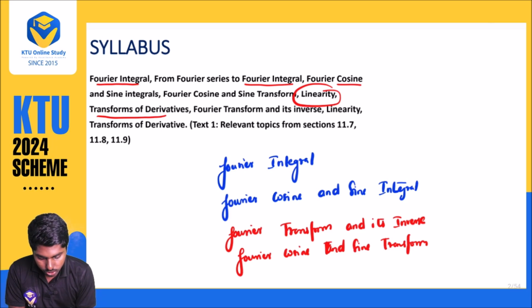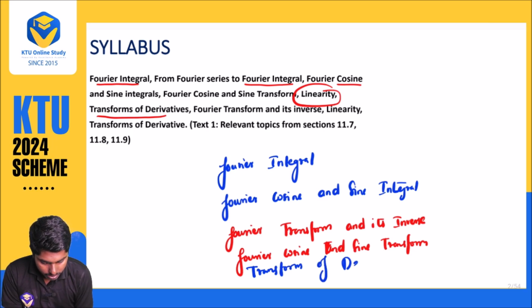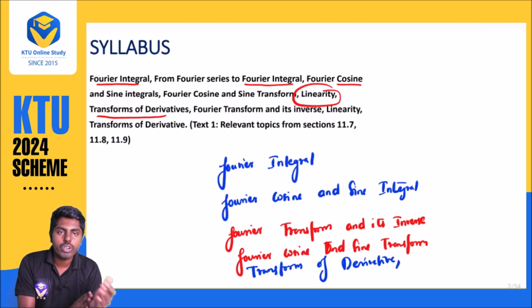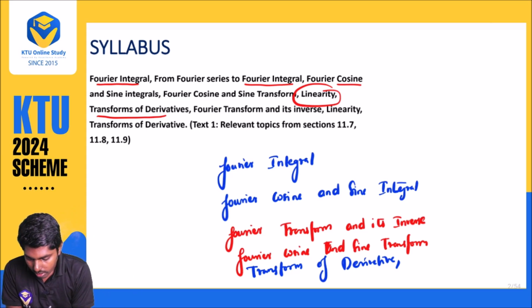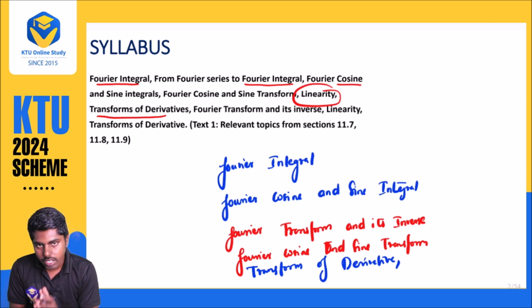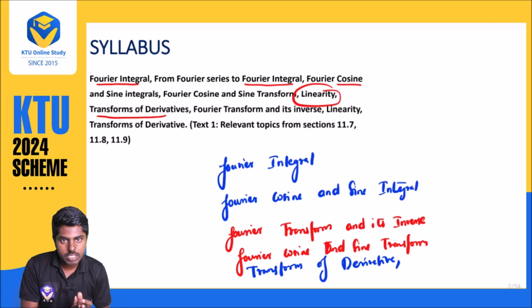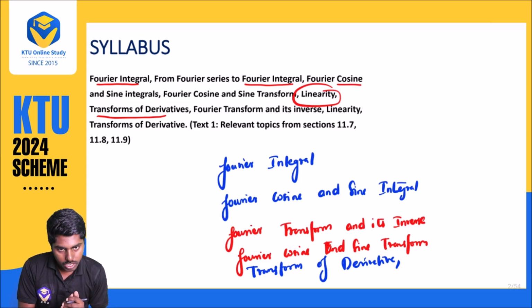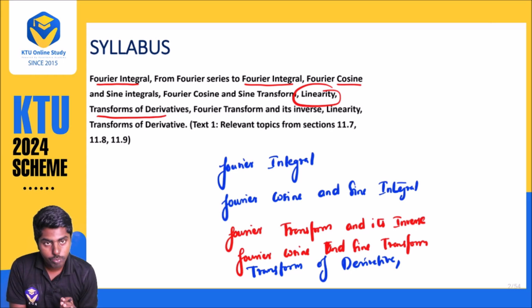Then we will move on to the transform of derivative. The last chapter will be transform of derivatives. And we will also see how we go from Fourier series to Fourier integral. Because a Fourier series is for a periodic function, we will see how it goes from periodic to non-periodic, meaning there are no repetitions happening. Periodic to non-periodic, that is the thing. We will go on to those topics also.